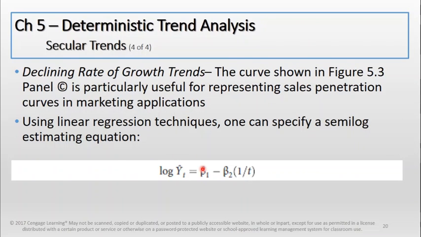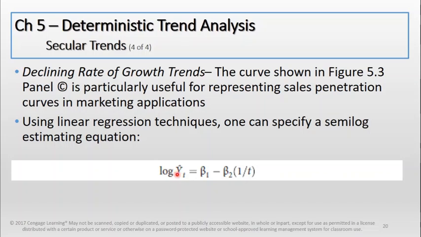Next, the third one under secular trends is your declining rate of growth trends. So if you can remember in figure 5.3, it's particularly useful for representing sales penetration curves in marketing applications. So using linear regression techniques, one can specify a semi-log estimating equation with this.